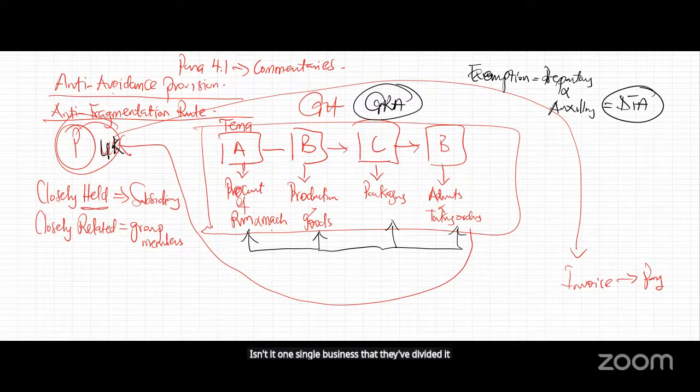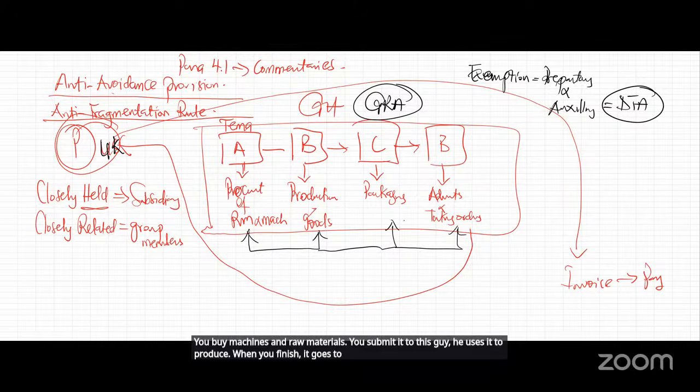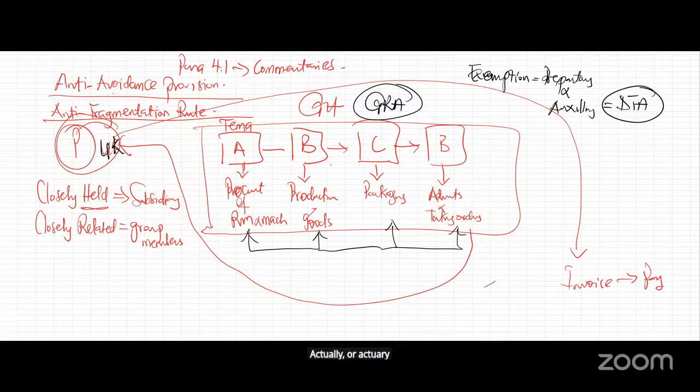You buy machines and raw materials. You submit it to this guy. He uses it to produce. When you finish, it goes to this guy to package. When you finish, this guy will now take it and do advert and take orders. Then the order goes to the parent. Then you now take payment. So this guy is just hiding this. But actually, there's a PE.